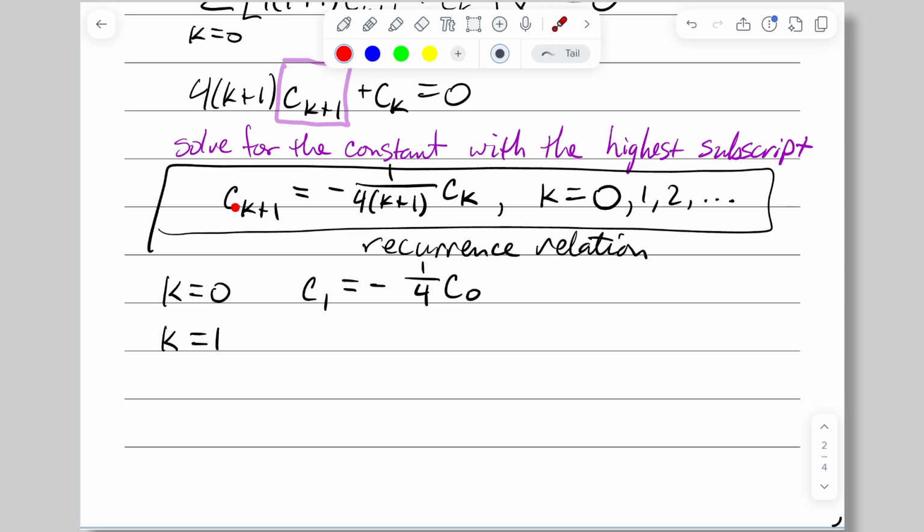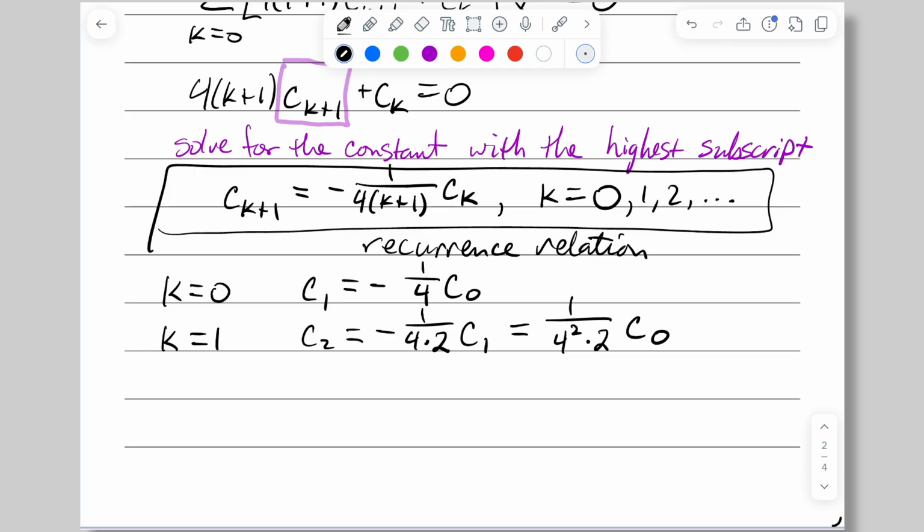Then, if k is 1, c sub k plus 1 becomes c2. And then we have negative 1 over 4 times 1 plus 1. So that's negative 1 over 4 times 2, c sub 1. But we have c sub 1 in the previous term, so we can actually replace this c sub 1 using negative 1/4 c sub 0. The result is a positive 1 over 4 squared, we had two factors of 4, times 2 c sub 0.